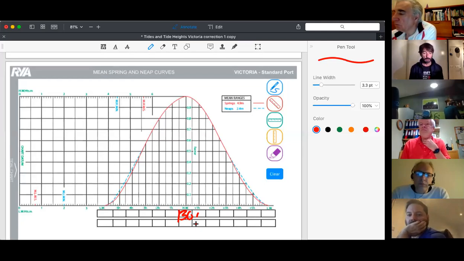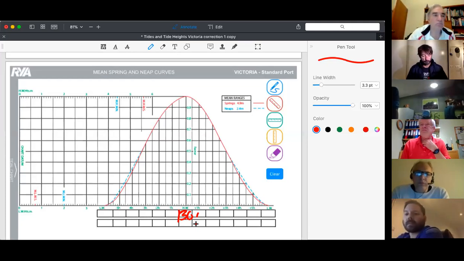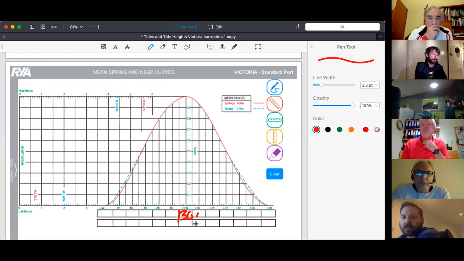Mike, Janet here. Can I just ask a quick question? Yes. Someone said something about the bell curve being negligible, which I can see. But if you look at the springs and neaps range, that looks more than just a tiny amount to me. That looks like 2.5 difference.